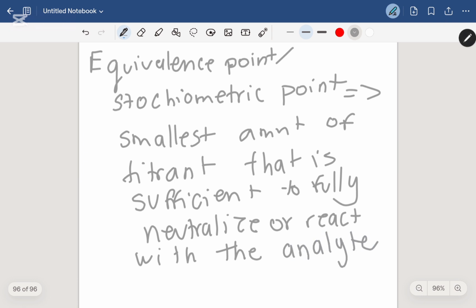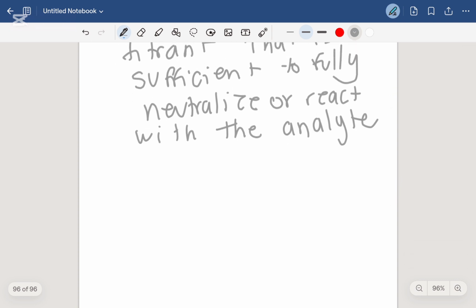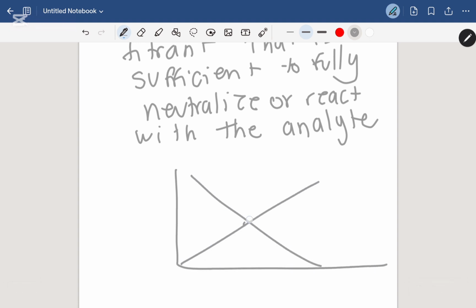Now, you may be wondering, what is an analyte? An analyte is the substance being measured. So just know, the equivalence point, or the stoichiometric point, is the smallest amount of titrant that is sufficient to fully neutralize or react with the analyte. I remember one time they gave us a graph and asked us to find the equivalence point. It's in the middle. This is logical.